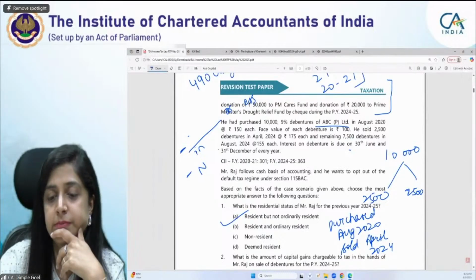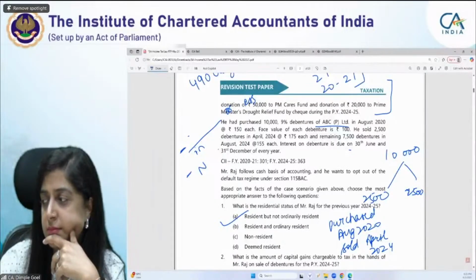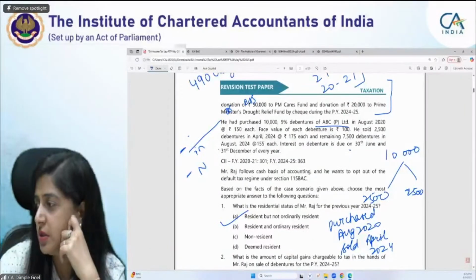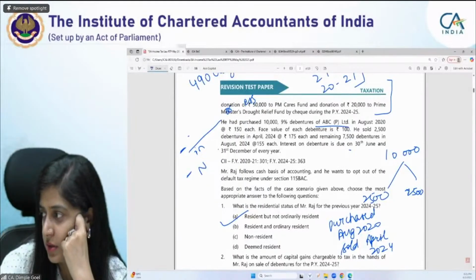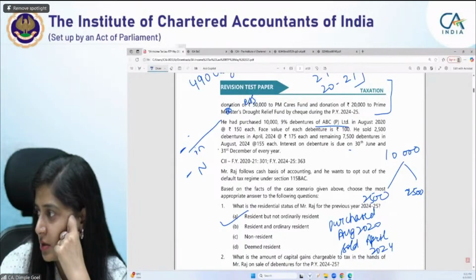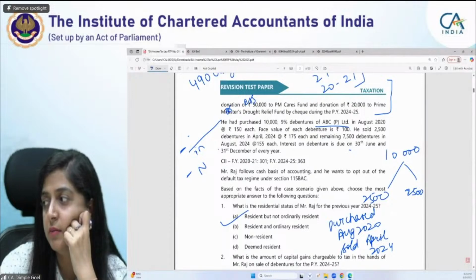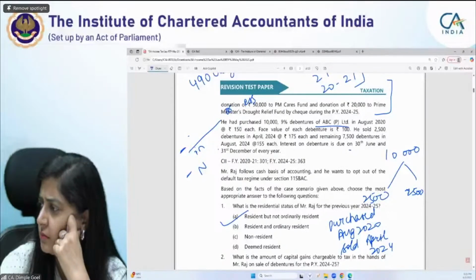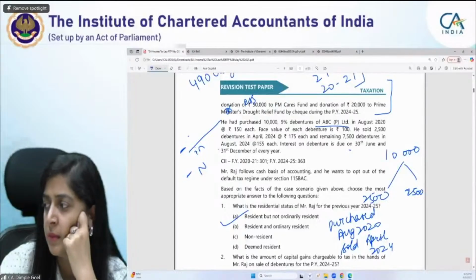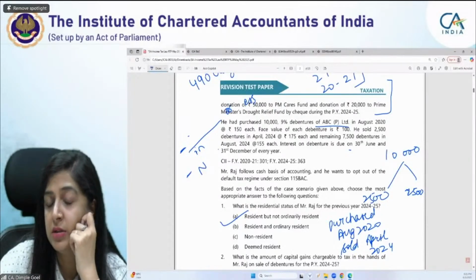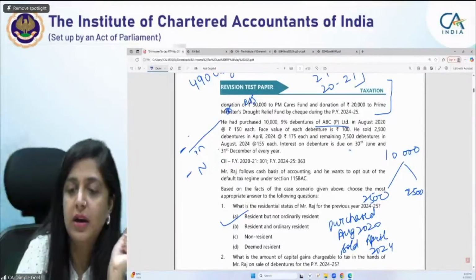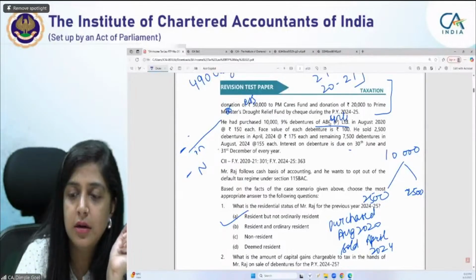Come on, students. Tanu said less than 12 months. So you are telling 12 months. Farhan is saying 2 years. Anil is saying more than 12 months treated as long term. Okay, students, just revise your concept. First, I'm again telling it's an unlisted debenture.